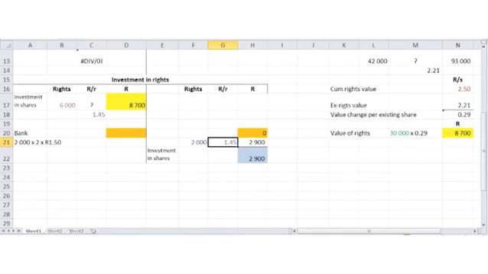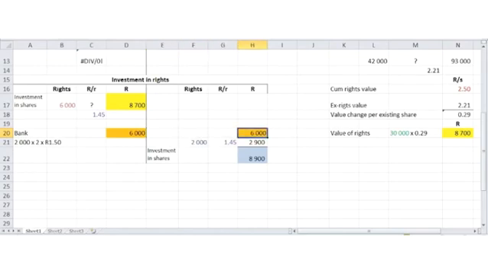Secondly, when you exercise rights, you also purchase new shares. So the bank entry in this instance will be as follows. You have exercised 2,000 rights. You get 2 shares per right, so that represents 4,000 shares. You pay R1.50 for those shares being the exercise price, and that leads to a value of 6,000 Rand.